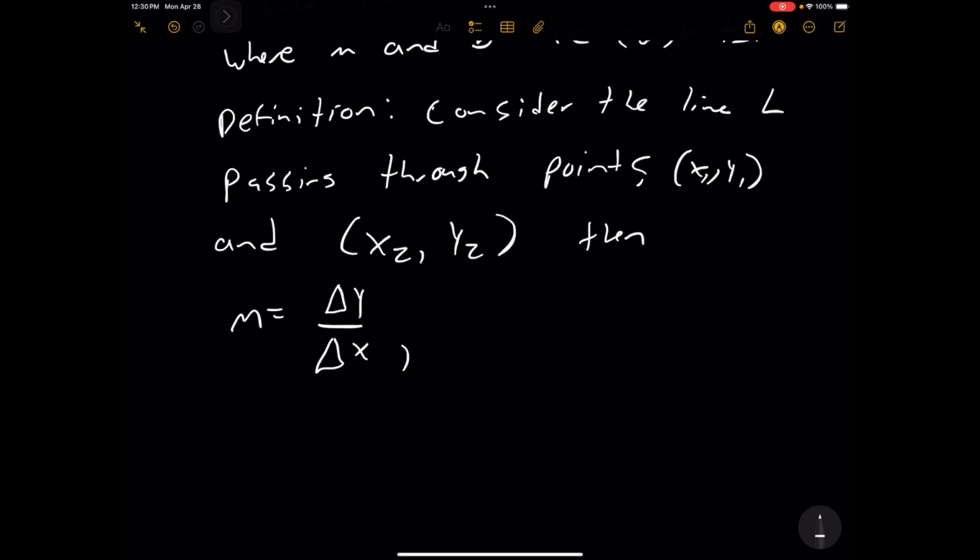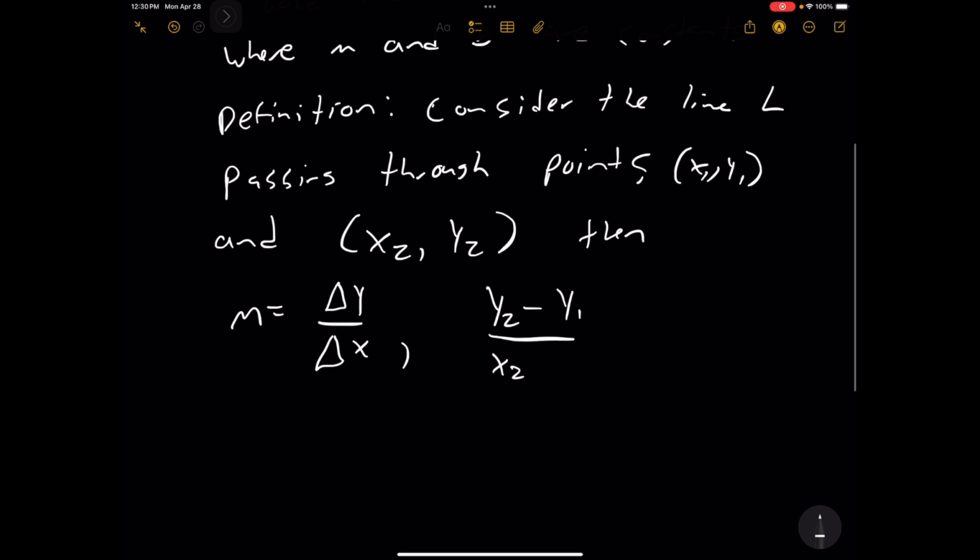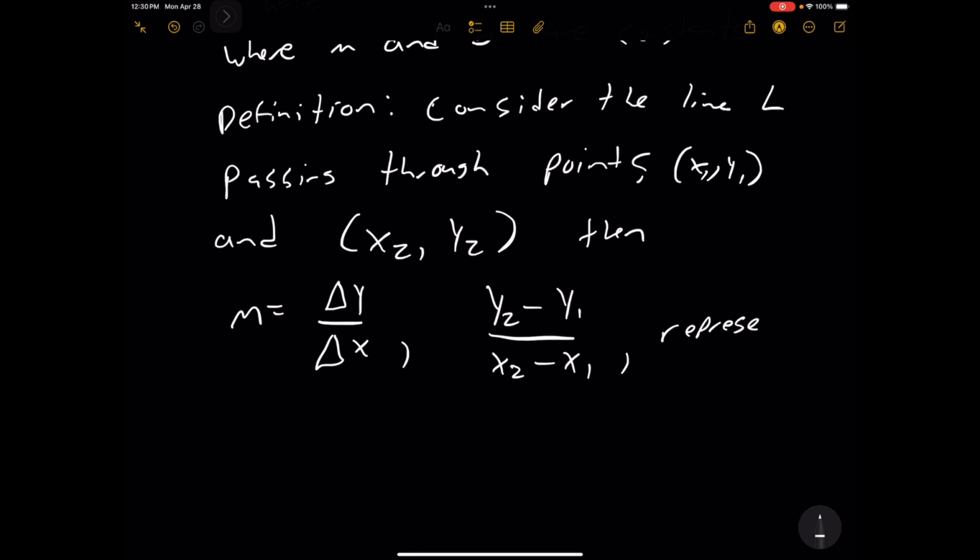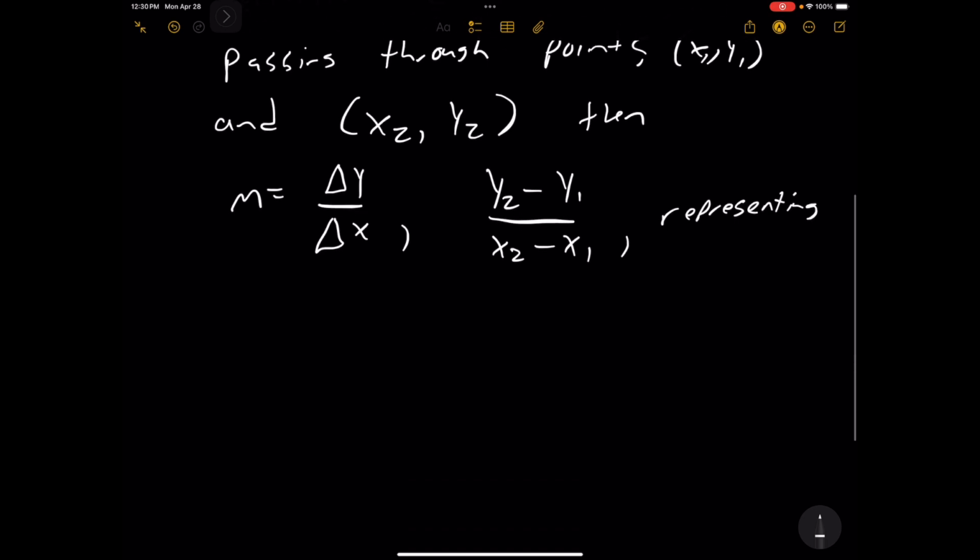And we know the change in y over the change in x. We know that change is just subtraction. So what we end up with is the change in y is the second y minus the first y. That's the distance between those 2 points. Over the change in x, x2 minus x1. And so this represents the slope of the function.